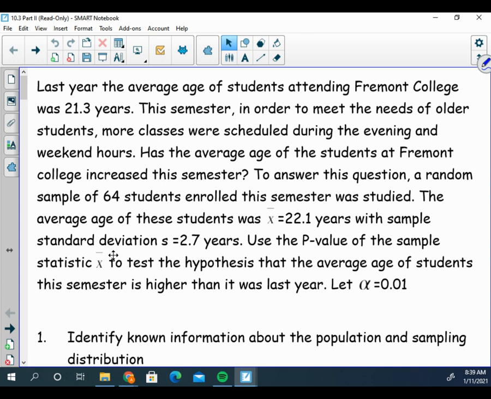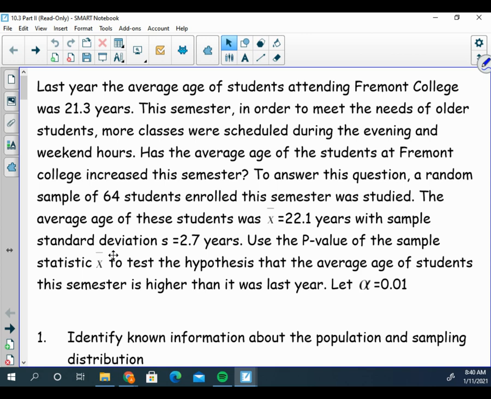And so the question, they took a random sample of 64 students. Average age was 22.1 years. Sample standard deviation, 2.7 years. We want to use the p-value to test the hypothesis that the average age of students this semester is higher than it was last year. For this example, we use a level of significance of 0.01.